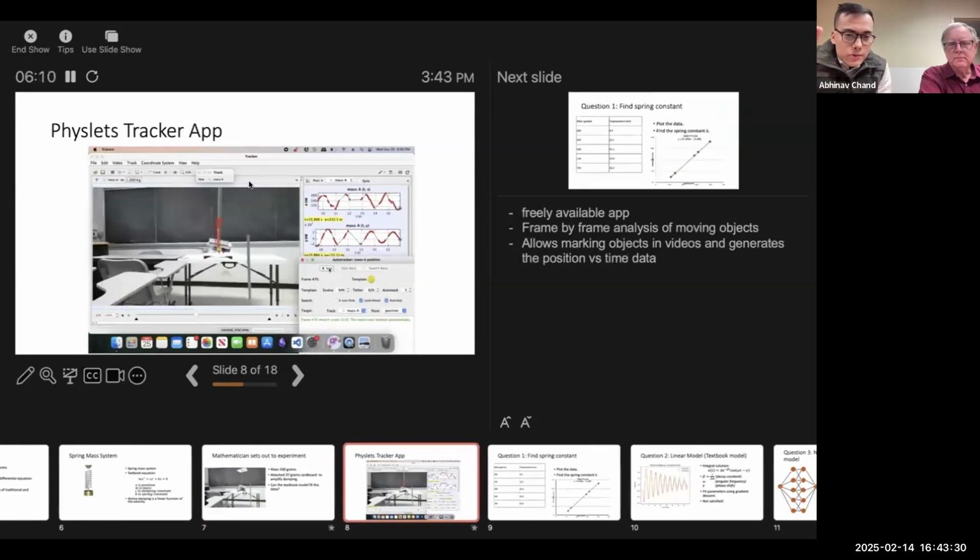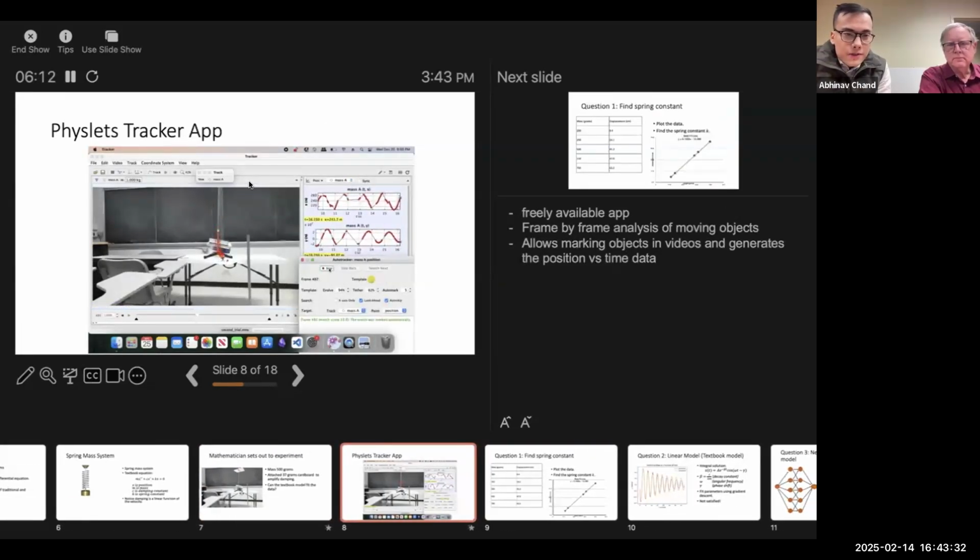To get the data, we use this freely available app. It's called the Physlets Tracker App. It's mainly designed for physics experiments. What it does is a frame-by-frame analysis of objects that are moving in your video. In our case, we had to select the mass that we wanted to keep track of. You select a region in that video, and the app keeps track of that region as the video moves along. And then eventually it gives us the position versus time data, which we want, right?